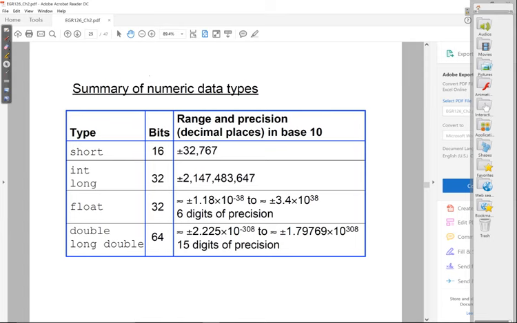Now, in the old days also, for real numbers, there was a differentiation between a short real number and a long real number, okay? A short real number was called a float, or a floating point number. It had 32 bits, okay? And if you look on the right column of this table, it says 6 digits of precision. That means there are 6 bits used to store the decimal portion, okay? And then you have 1 bit, of course, to store whether it's positive or negative, and that still leaves you with quite a few bits to store the whole number portion, okay?